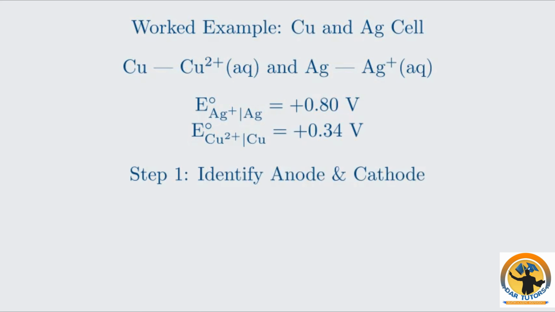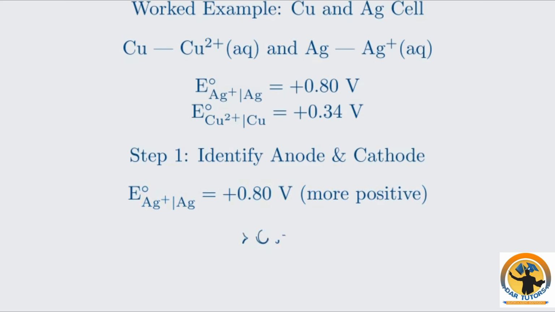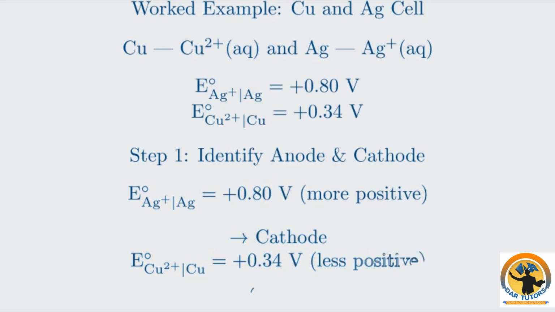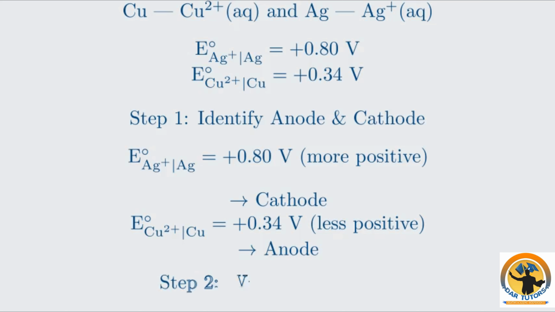Step 1. Determine which is the anode and which is the cathode. We compare the standard electrode potentials. Silver's potential of plus 0.80 volts is more positive than copper's plus 0.34 volts. This means silver is the cathode and will be reduced, while copper is the anode and will be oxidized. Step 2. Construct the cell diagram using the established rules. Anode on the left, cathode on the right, separated by a salt bridge.